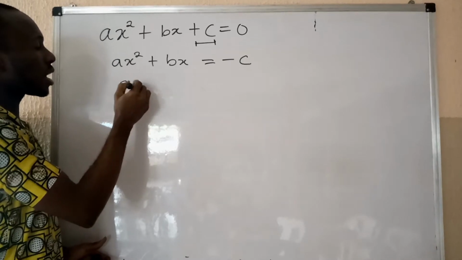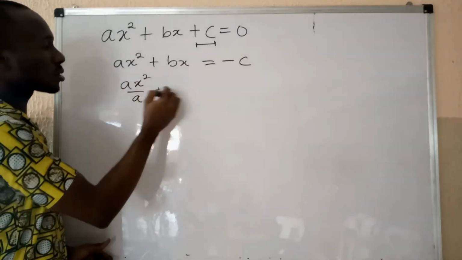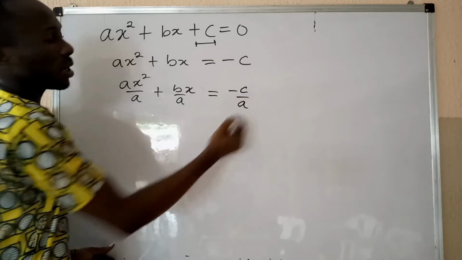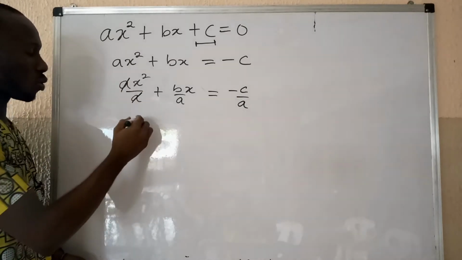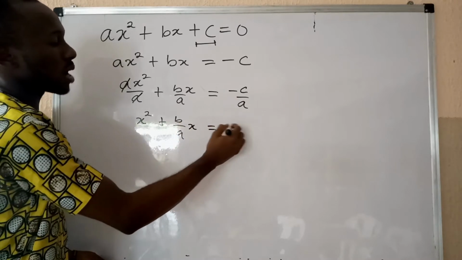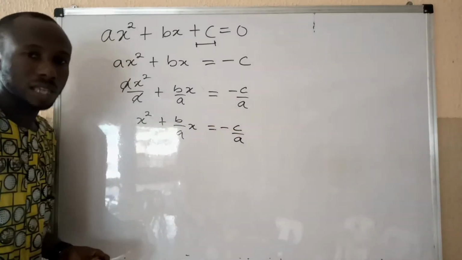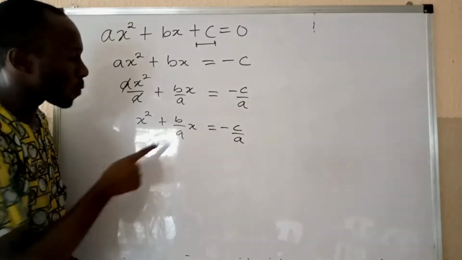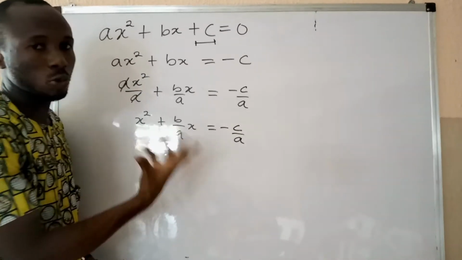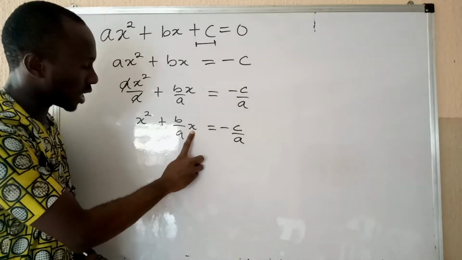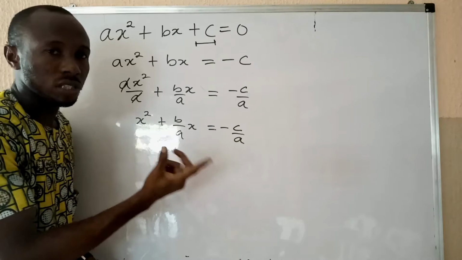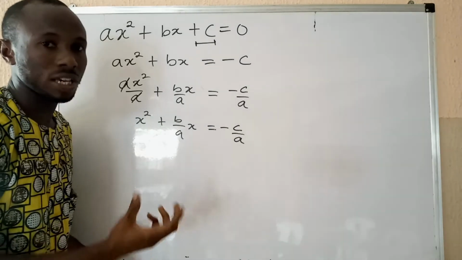So we're going to have ax squared upon a plus b upon a x is equal to minus c upon a. Of course, the a's cancel, so we have x squared plus b upon a x is equal to minus c upon a. Now step 3, what do we do in step 3? We pick out the coefficient of x, divide it by 2 and square it. It is very clear that the coefficient of x here is simply b upon a. So we pick out b upon a, divide it by 2 and square it. That's the rule in step 3.